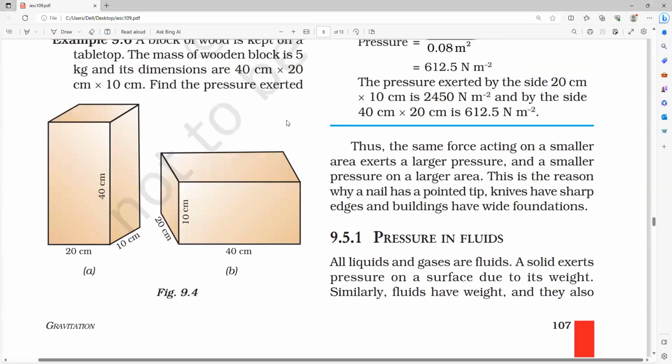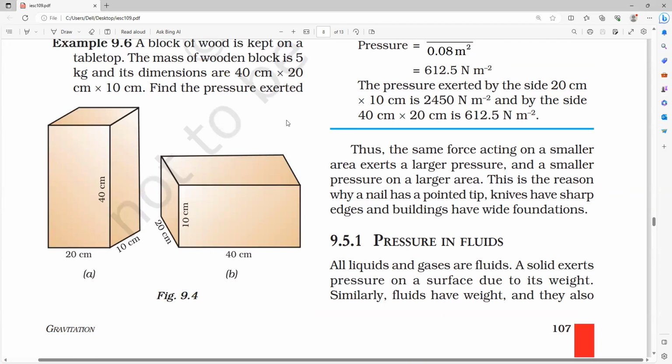Now, this is the same cuboid, a wooden block which looks like a cuboid. You can see it has three different dimensions: length, breadth, and height. The wooden block is kept so that length and breadth are in contact. In this case, what is the area, everybody?